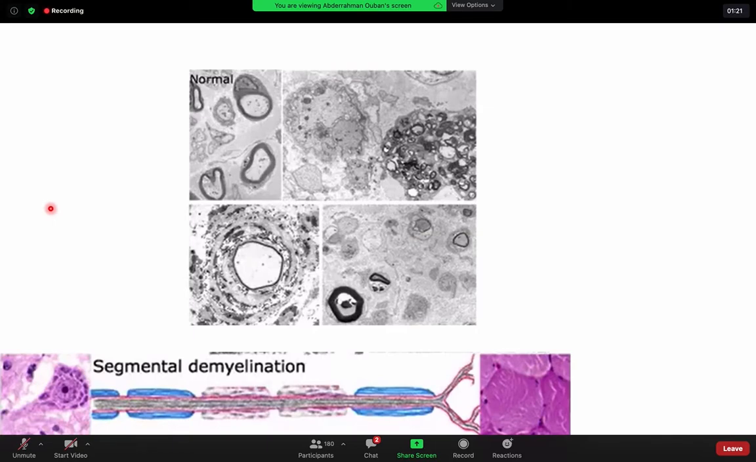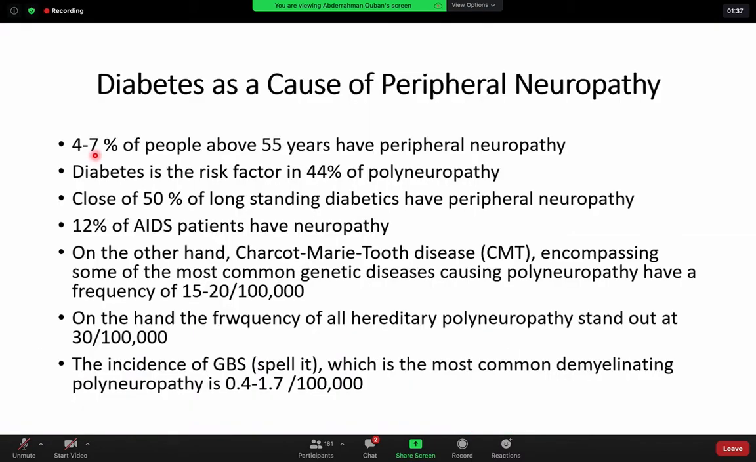So we have talked about the basic patterns, if you will, that you see with peripheral neuropathy. Now let's talk about some of the causes, just to start, to turn it clinical a little bit from the beginning.